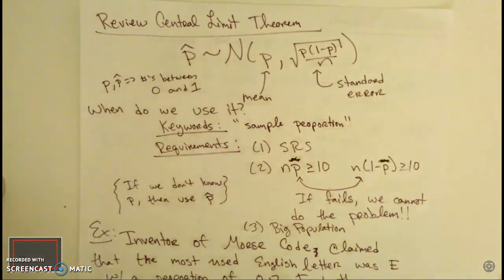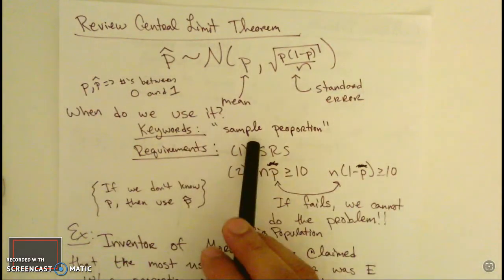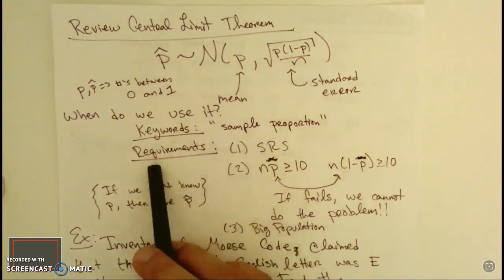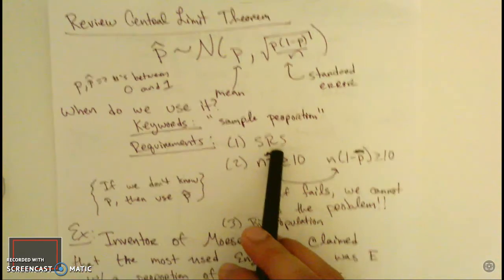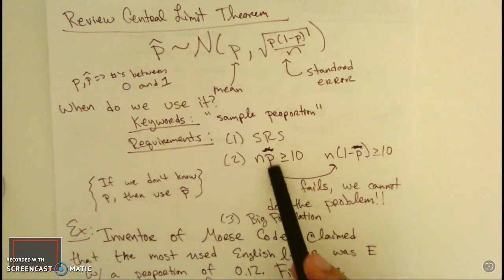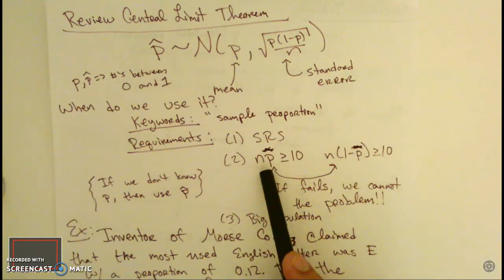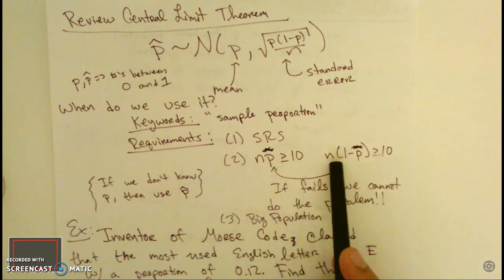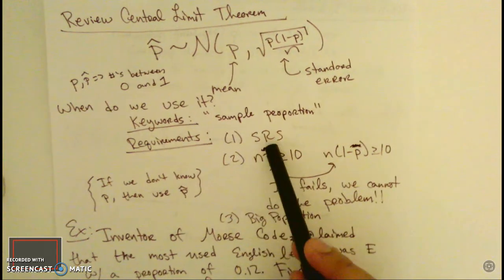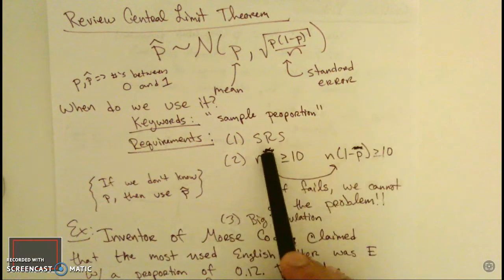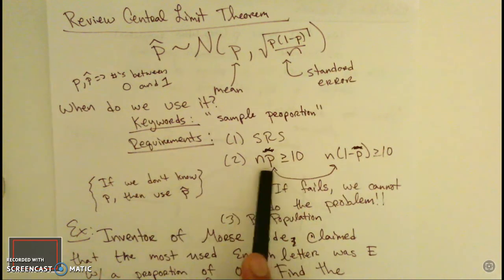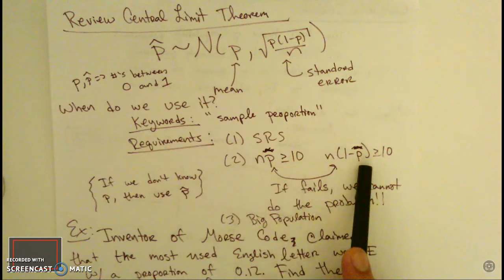So when do we use the central limit theorem? We use the central limit theorem when we see keywords like sample proportion. If that is in our problem, then this is when we're going to go ahead and use it. Some of the requirements: we need to make sure that it's a simple random sample, an SRS, so everything has to be randomly selected. The second one is that the expected number of successes has to be greater than or equal to 10, and the expected number of failures also has to be greater than or equal to 10. Now, in class, I put p hat. There should not be a p hat there. There should have been just a regular p. If we don't know what p is, then we use p hat. But usually this is what it is: n times p is greater than or equal to 10, and n times 1 minus p is greater than or equal to 10.